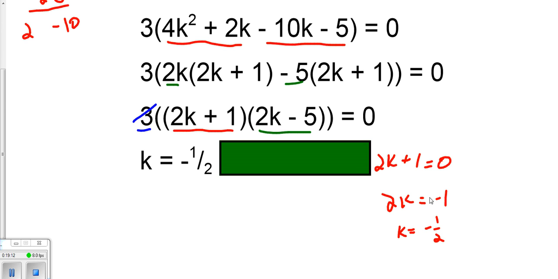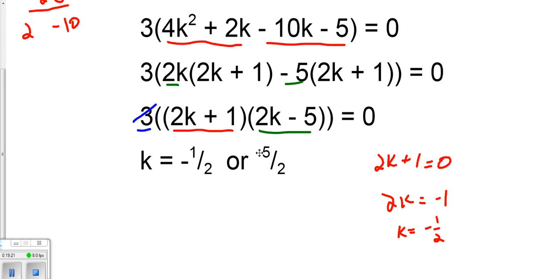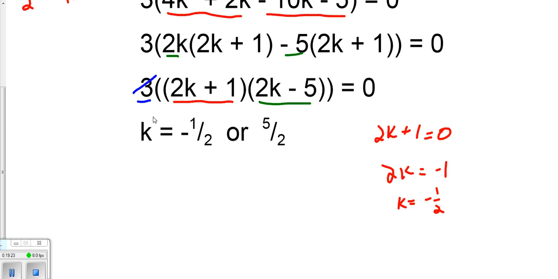We would go through the same process with 2k minus 5 equals 0. We would add 5 to both sides and then divide by 2 to get that k could be 5/2. So our solutions are negative 1/2 or 5/2. There we go.